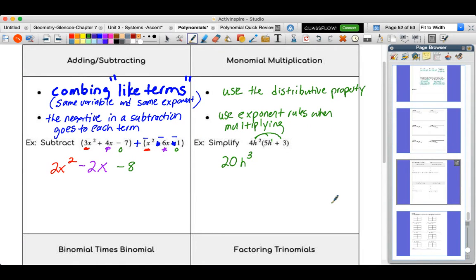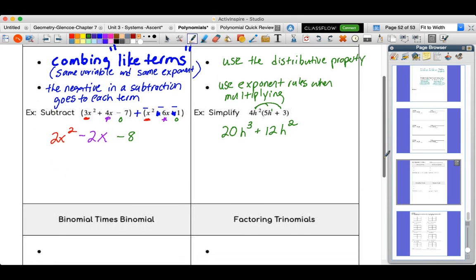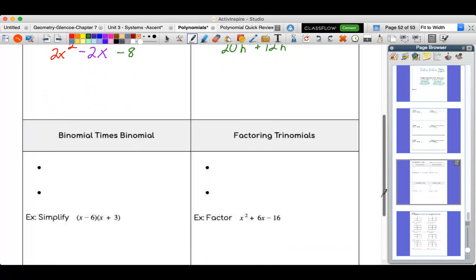So we left off with 4h squared times 3, which was going to be 12h squared. And these are not like terms. H to the third and h squared do not have the same variable with the same exponent. Same variable, but not same exponent. So this would have to be left as is. That's as simplified as you can make it. You can go through and add some other examples here later if you want, but we will leave it there.